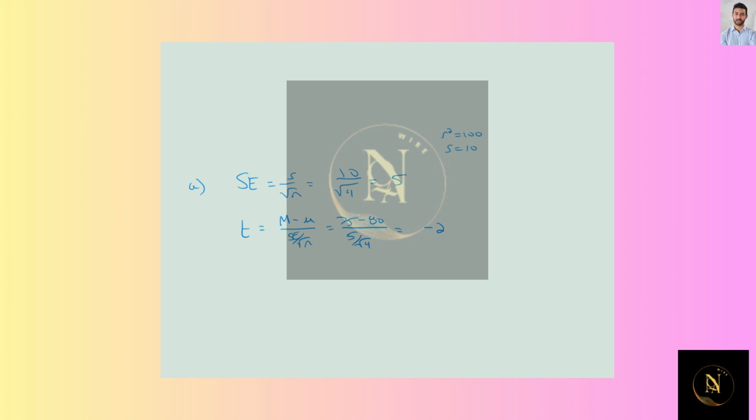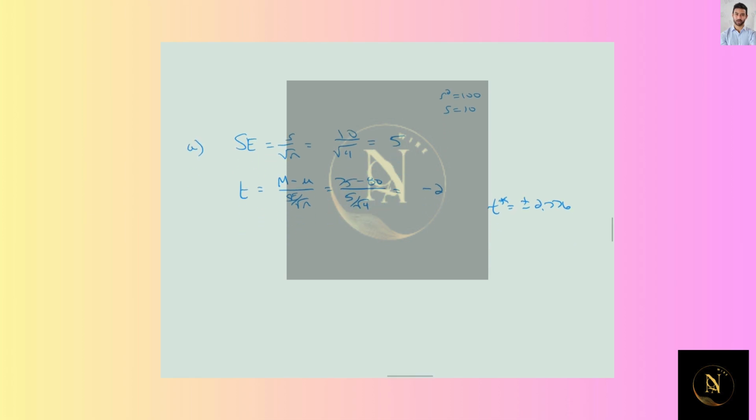Using a two-tailed test with alpha equals 0.05 and 2 degrees of freedom, because that's n minus 1, the critical t-value is positive or negative 2.776. And since our calculated t-value is within the critical region, we fail to reject the null hypothesis and conclude that the treatment does not have a significant effect.